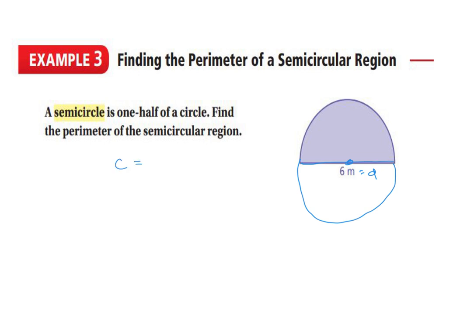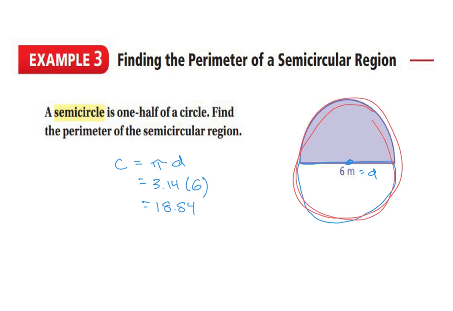So we'll do circumference equals pi times diameter, 3.14 times 6. So 3.14 times 6 is 18.84. And that is the distance all the way around the circle. But we have a semicircle, which is 1/2. So really, we're just going to be taking this top part of the circle. In other words, we're going to have to divide 18.84 by 2.